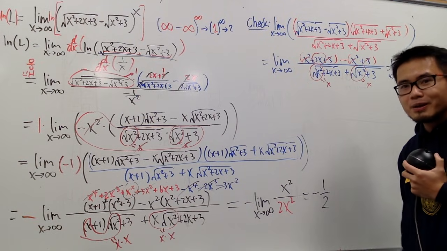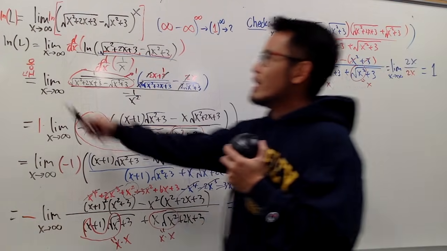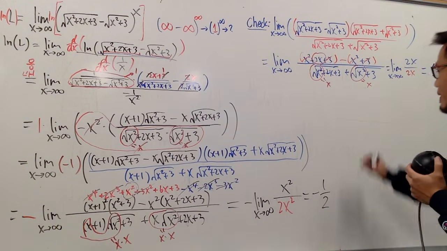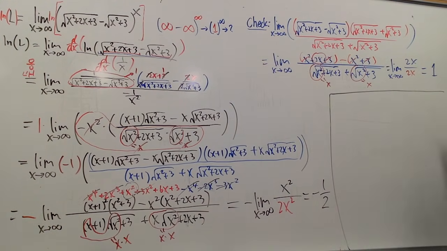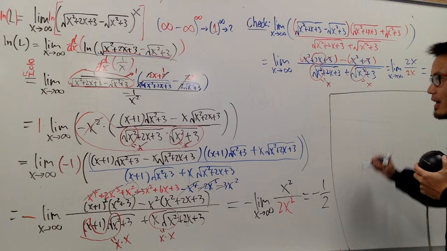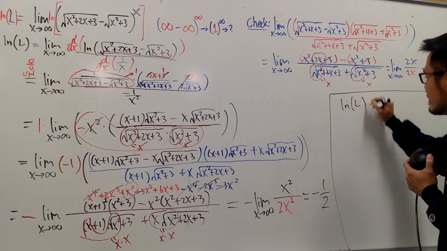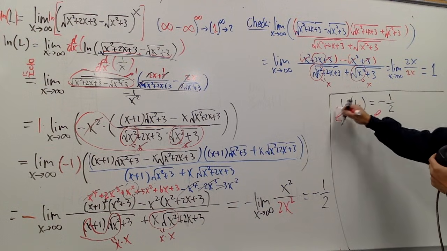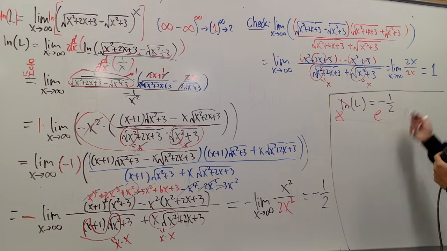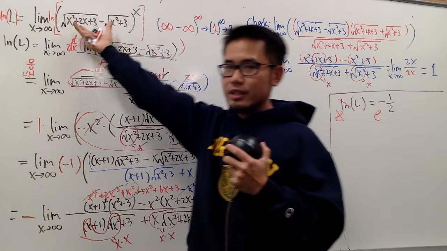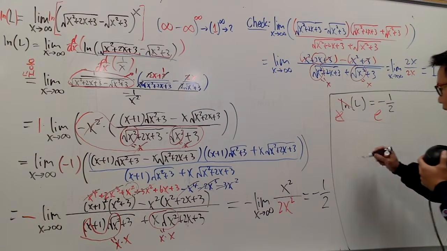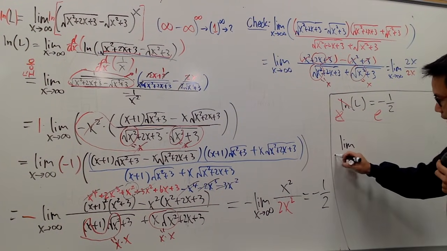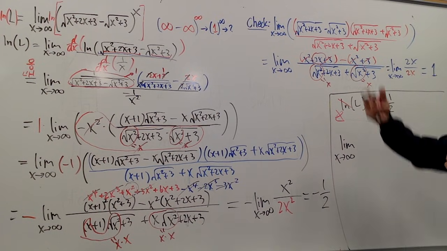But is this the answer? No, it's not, because don't forget we are doing ln L, right? So at the end, right here, draw the same box again. We know ln L is equal to negative 1/2. Of course, we do e to both sides, and that cancels out the ln. L is equal to that, but L, we know, is the original question. So let me just write it down, the original version. To be legitimate, the limit as x goes to infinity of that.